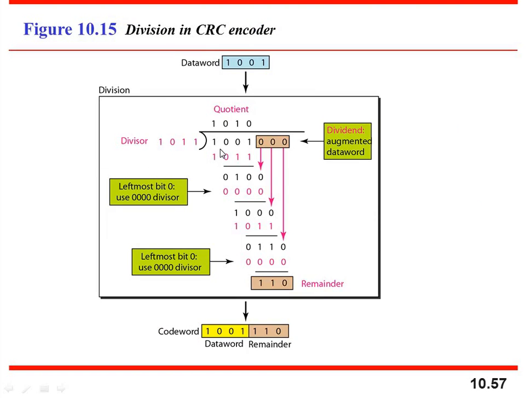Now let us consider that the data word is 1001. So this is a 7,4 code, that means n is equal to 7 and k is equal to 4. So r is equal to 3, right? You have to add 3 extra bits, which gives the augmented data word. So these 3 zeros are added over here.